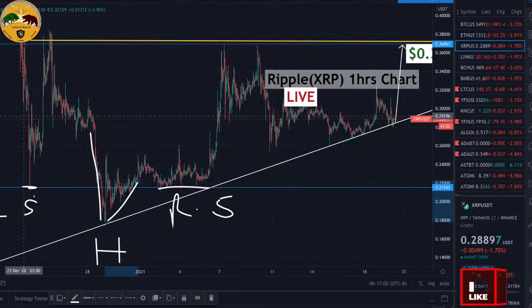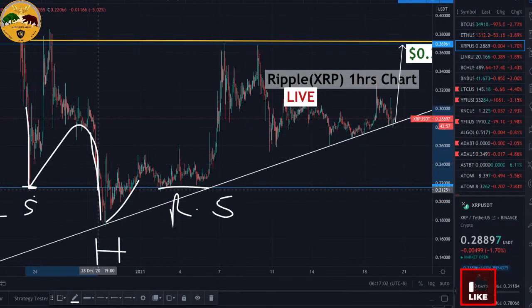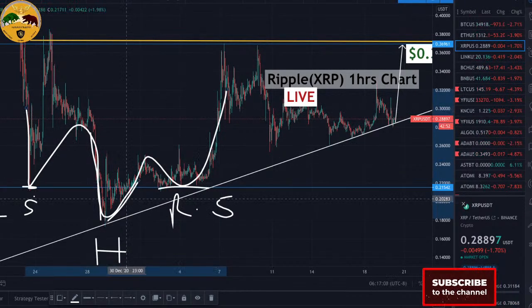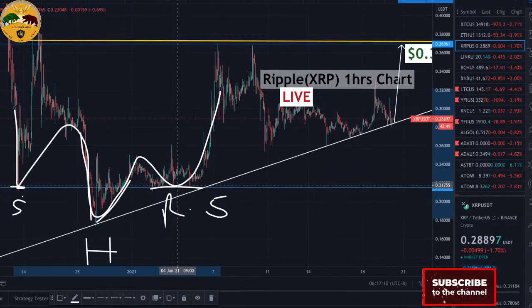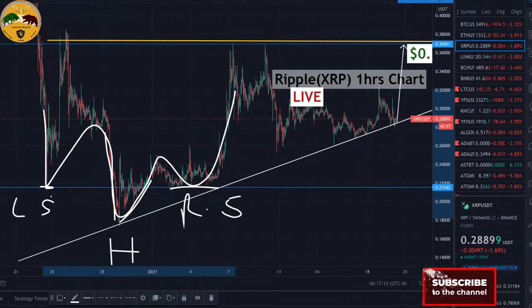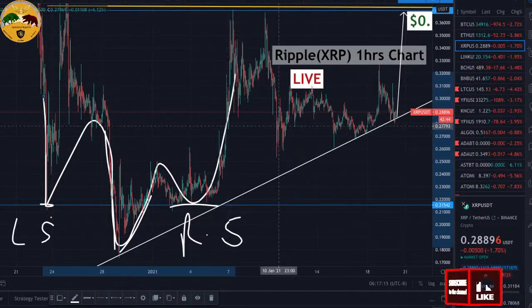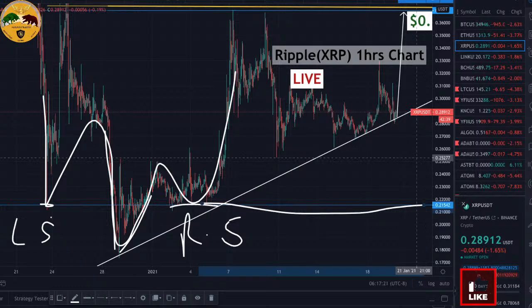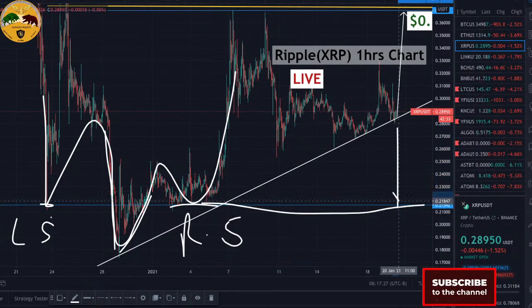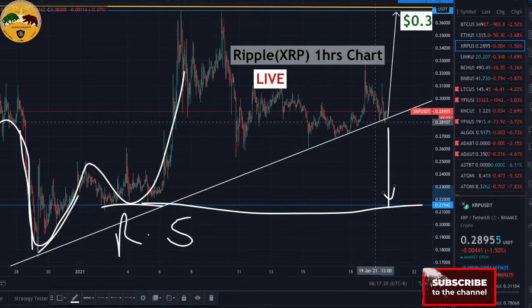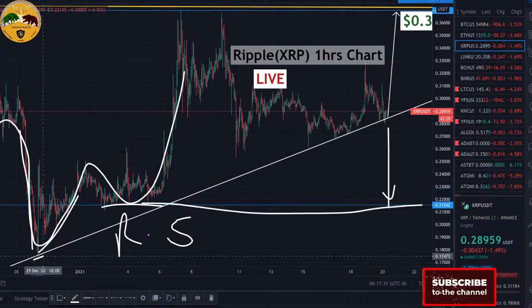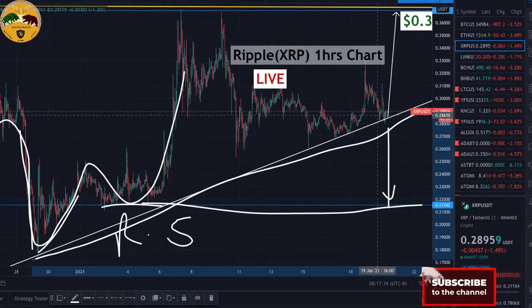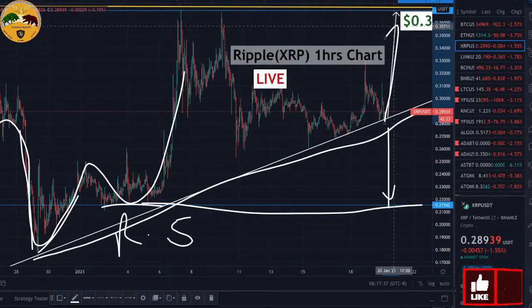So what we have is something like this, right? This is an inverse head and shoulder, and this is a reversal pattern. So is this reversal pattern that we're seeing preventing XRP from pulling back to this support right here, right? So we have a strong support here, and this inverse head and shoulder is going to prevent XRP from coming down to this point. So it is likely that XRP bulls are going to maintain this line right here and try to bounce on this current support.